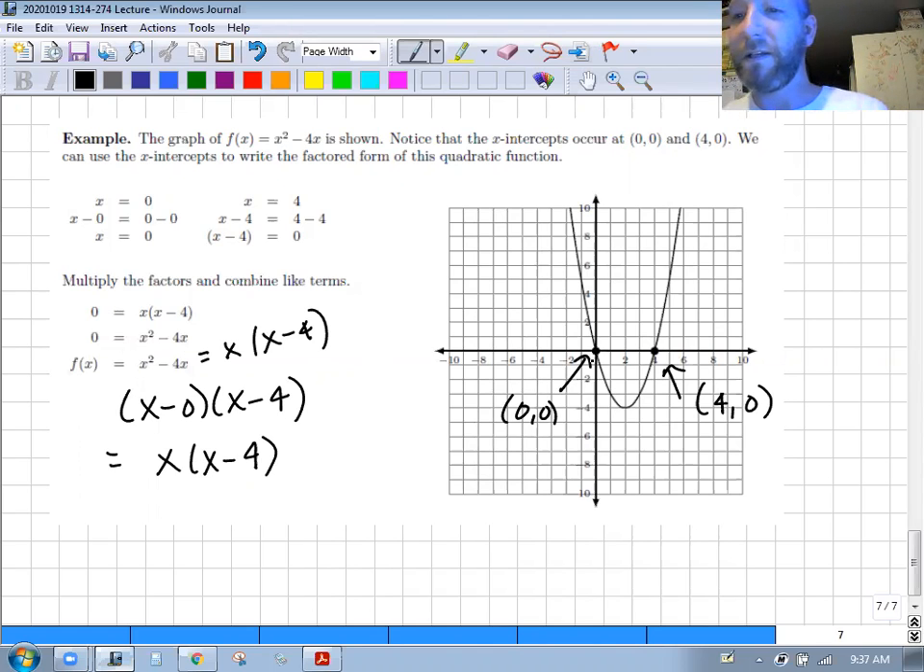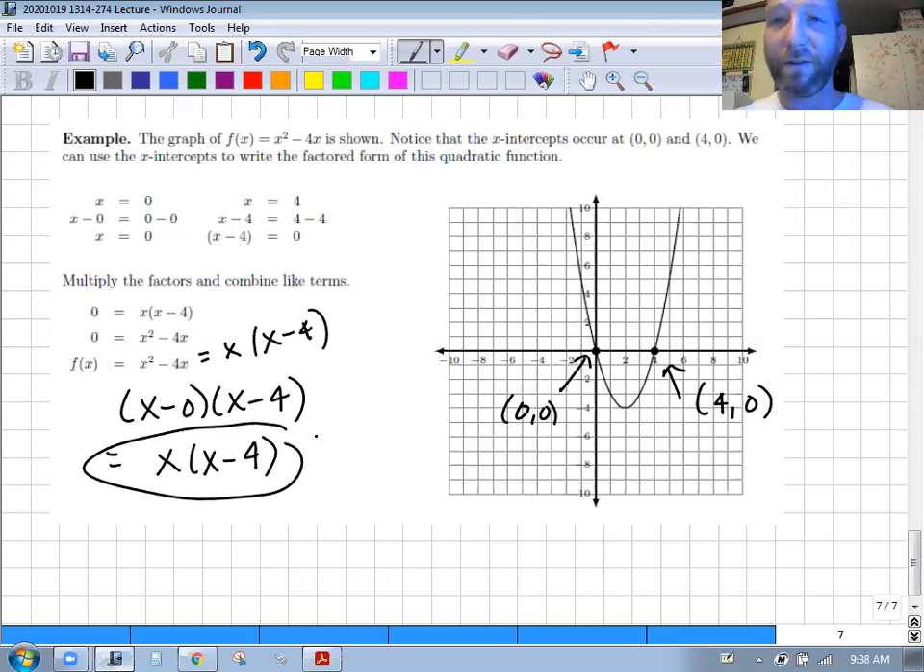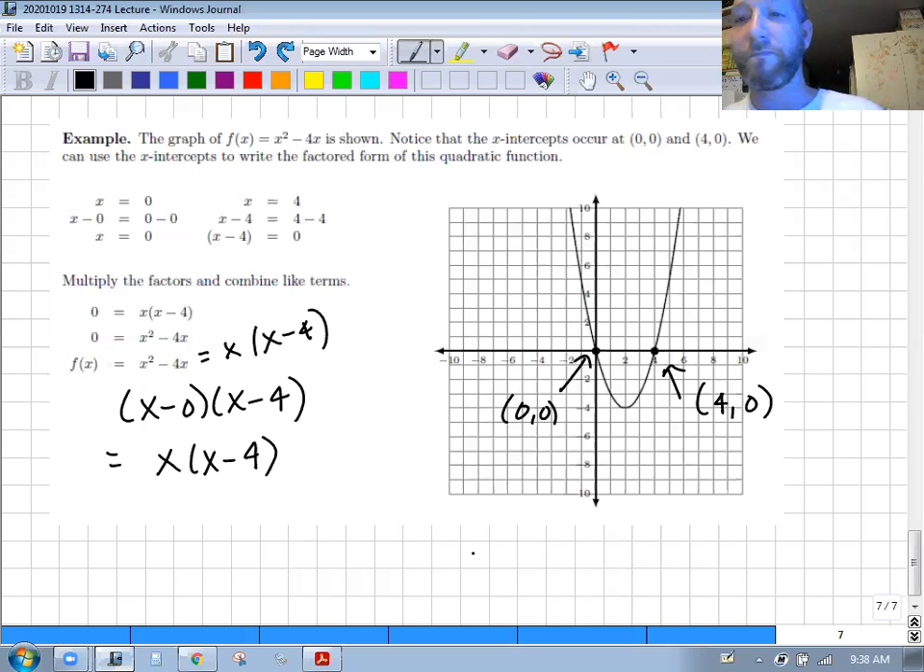So you can just look at the x-intercepts and write down the factorization for the function. All right? Just by looking at the x-intercepts, you can write down what the function actually is in its factored form. See, it's x squared minus 4x. We didn't even know that. All we did was look at the x-intercepts. These 2 points alone tell us exactly what the function is. Okay.